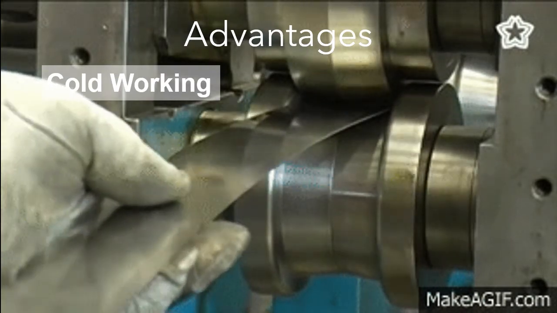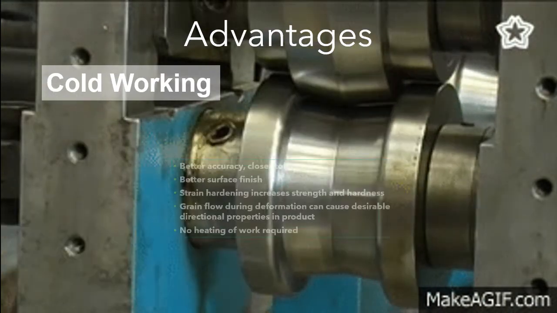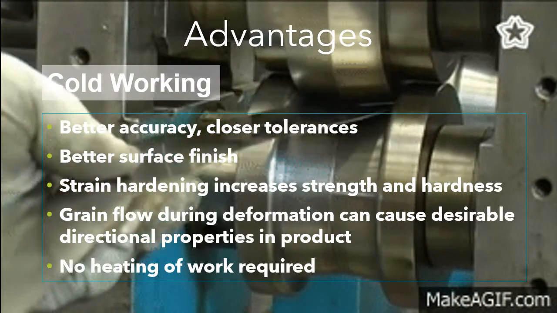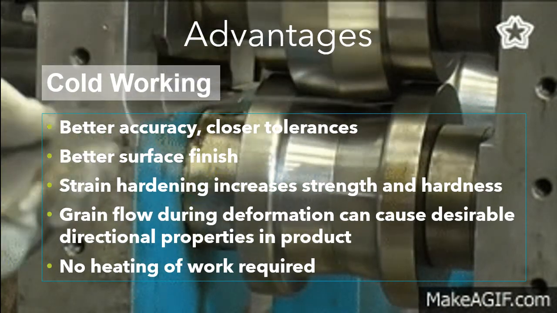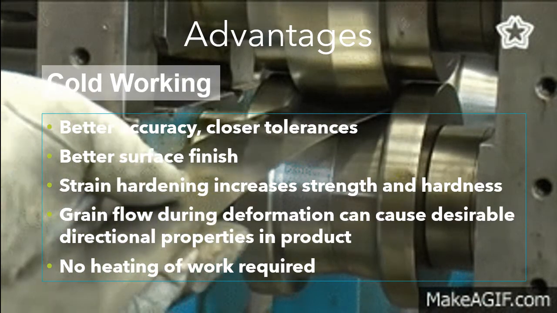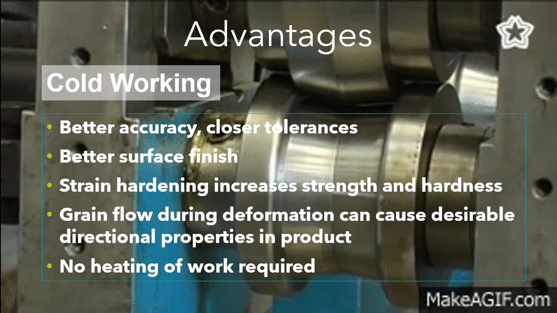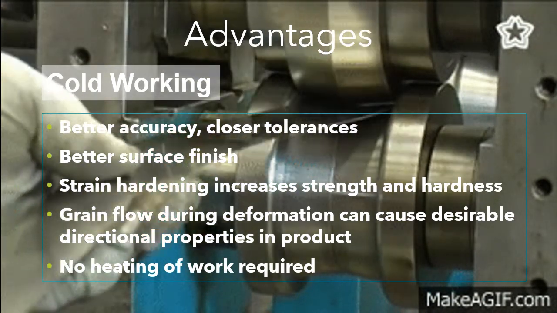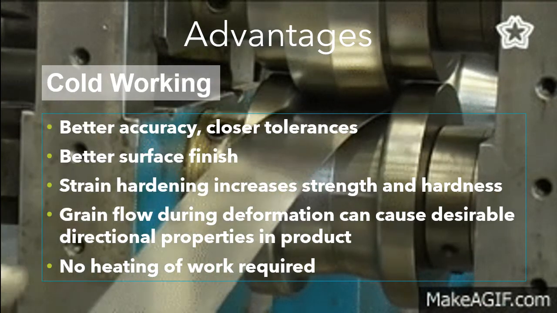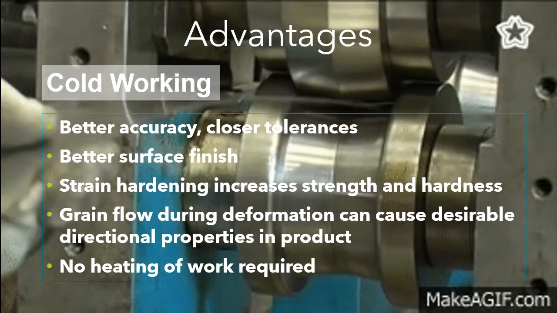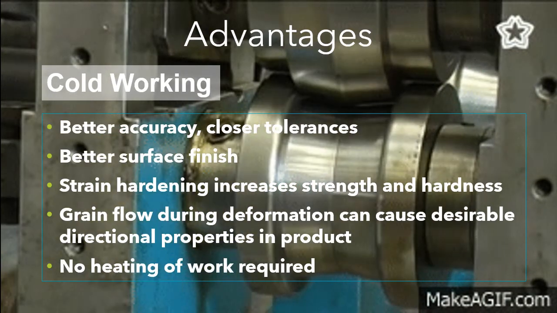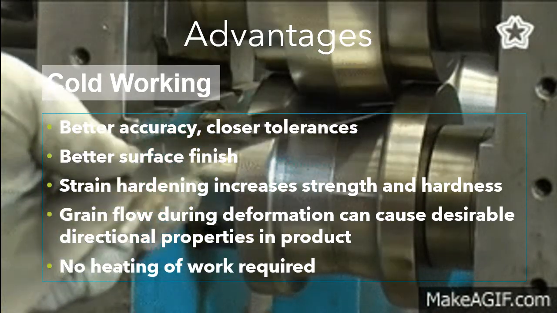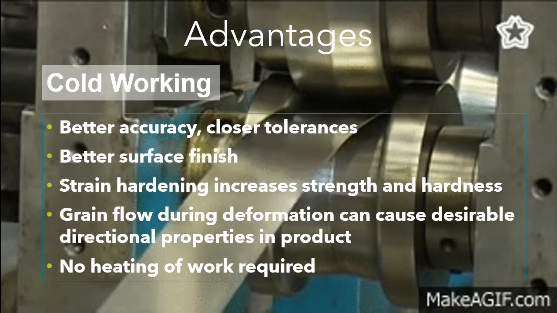Eliminating heating in cold working results in many advantages. First, better accuracy, tighter tolerances, better surface finish, and greater strength and hardness due to strain hardening. Also, the grain flow during deformation can cause undesirable directional properties in the product. Finally, as no heating of the work is required, production is faster and it is also considered a green technology.